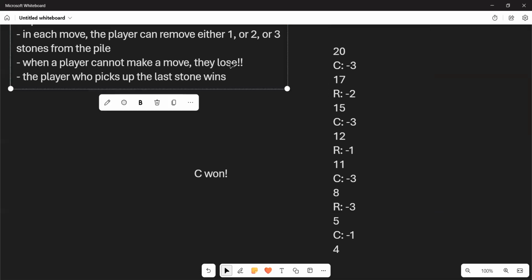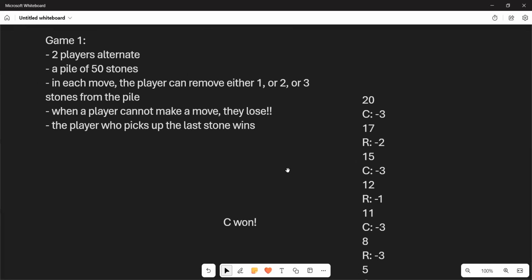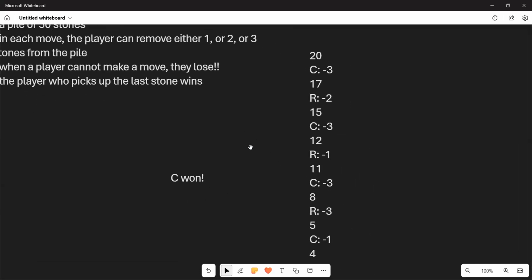The person who cannot make a move, they lose. Which means that the player who picks up the last one, they win. Okay, thank you. Awesome.